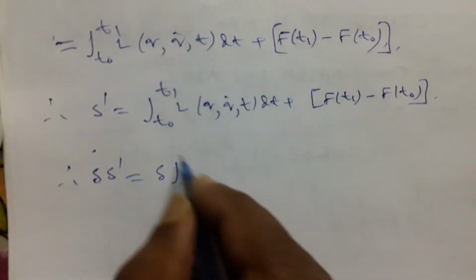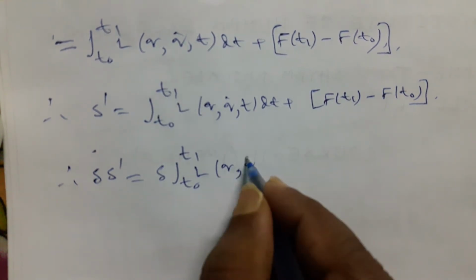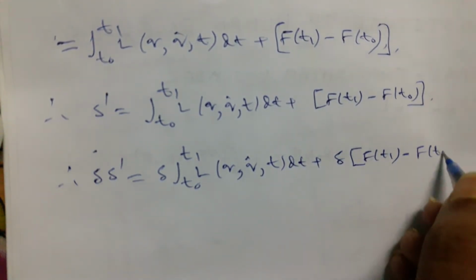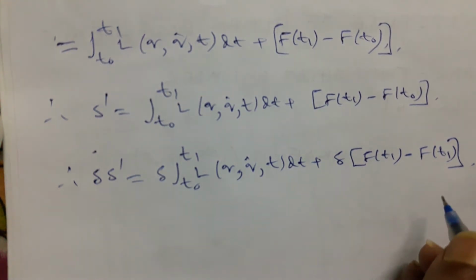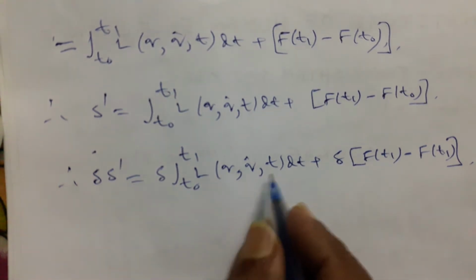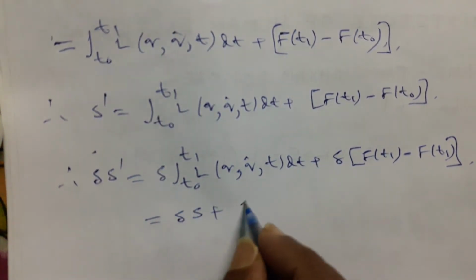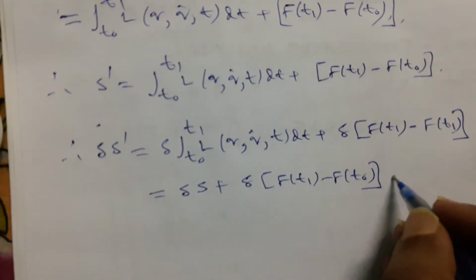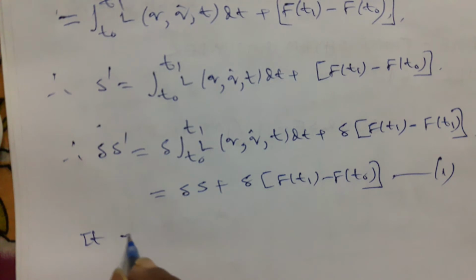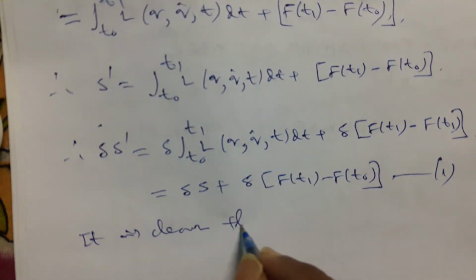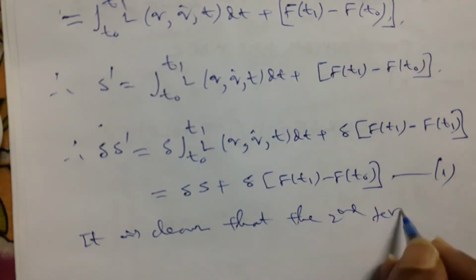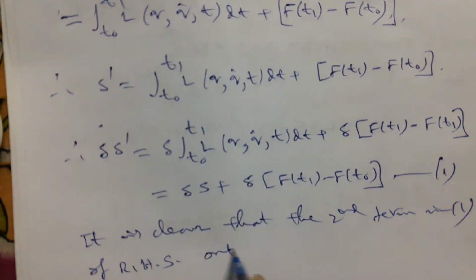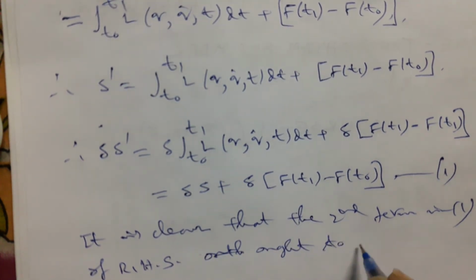del of the integral from t0 to t1 of the Lagrangian of q, q dot, t dt plus del of f(t1) minus f(t0). And here it's clear that it will be del S plus del of f(t1) minus f(t0). Taking it as equation number 1, it is clear that the second term on the RHS of 1 ought to vanish.